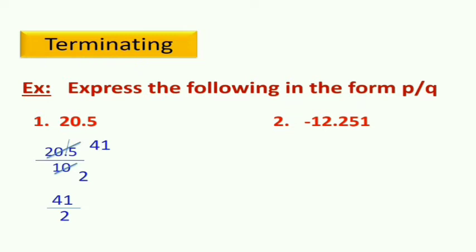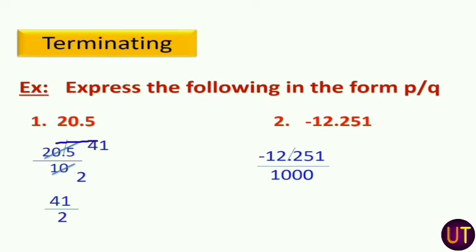Okay. Second one is minus 12.251. There are 3 digits to the right of the decimal point. So we can write minus 12251 by 1000. So this is the form of p by q. Okay.